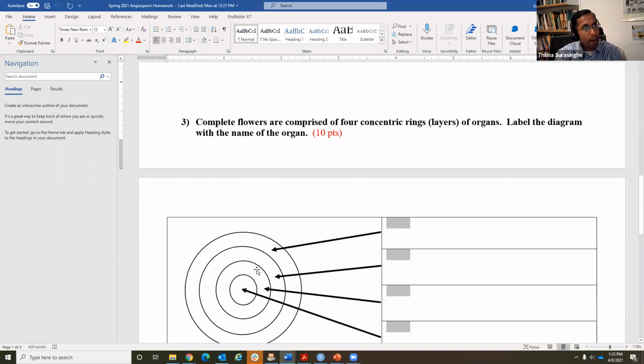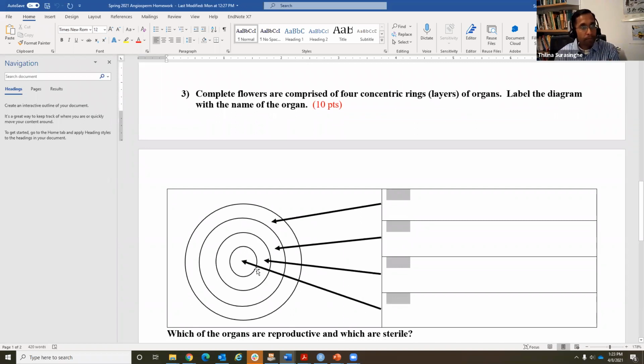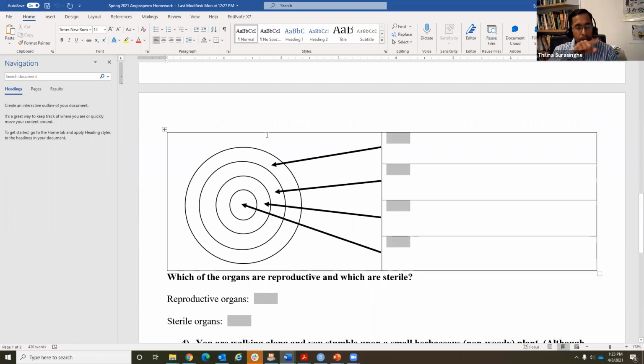And then compare the following, the flower. Complete flowers are comprised of 4 concentric rings of organs. So imagine this as a flower, this particular diagram. What do you find in the center? Think about the outermost part, what is it? Start with the letter S. Sepals. And then petals.